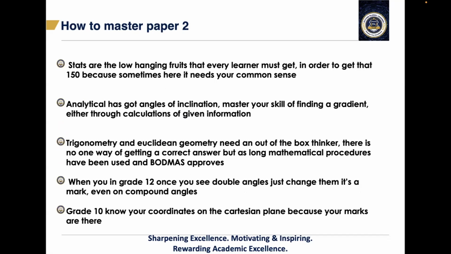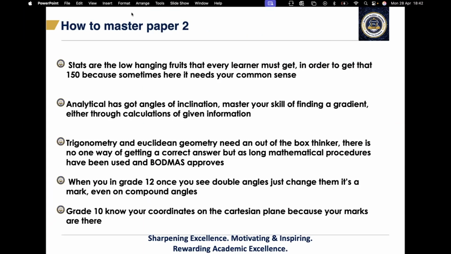So it says here, trigonometry and Euclidean geometry need an out-of-the-box thinker. There is no one way of getting a correct answer, as long as mathematical procedures have been used and BODMAS approves. Number 3, it says that when you're in grade 12, once you see double angles, you just change them. Whenever you do that, you are going to score yourself a mark. Even if you have no idea why you are changing those double angles, the minute you change your sine 2 theta or your cos 2 theta, you get marks.